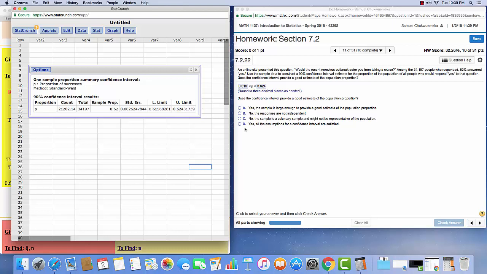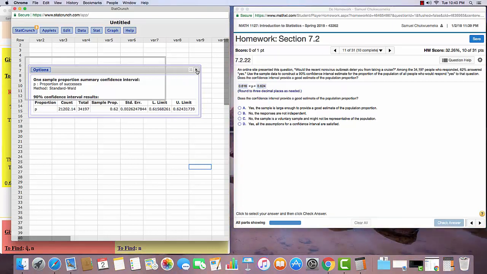So you just have to be careful, because to get the number of successes, you have to do 62% of the sample size. Okay.